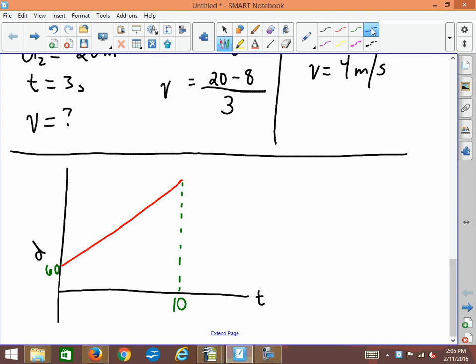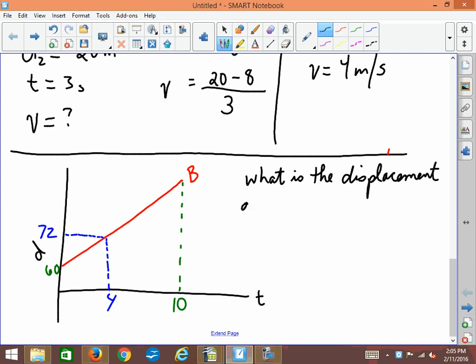And then they give you more information. I'm going to write it in a different color, just so that it shows up. They take a spot right about here, and they call this 4. And then the same spot right over here is 72. And then they call this spot up here just B, because that's kind of the question. And what the question asks is, what is the displacement of the object when it is at B? So the red line is where the object is. It started at 60 and it made a little trip and ended up at B. We want to know what the displacement is at B.